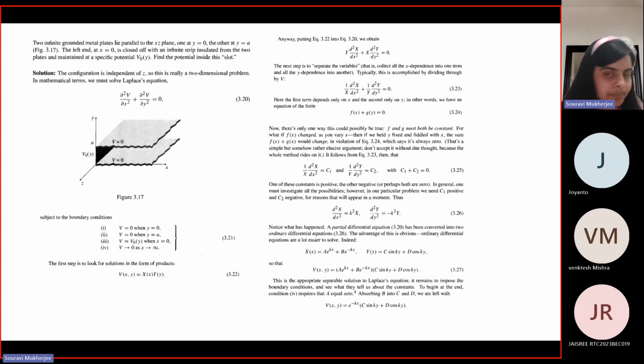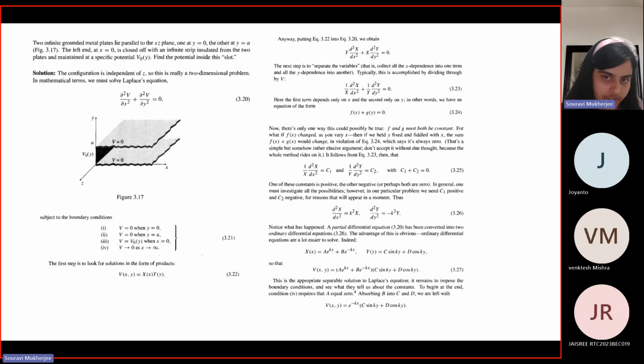Okay, we'll see why. So now what we consider is that the x term is equal to k square and the y term is equal to minus k square. Out of x and y, any one of them can be considered to be k square and one of them to be minus k square. Right? But how do we choose it? Depends on the boundary condition.